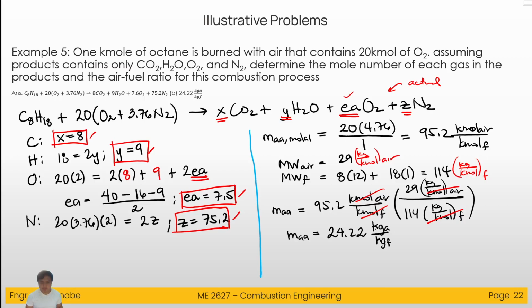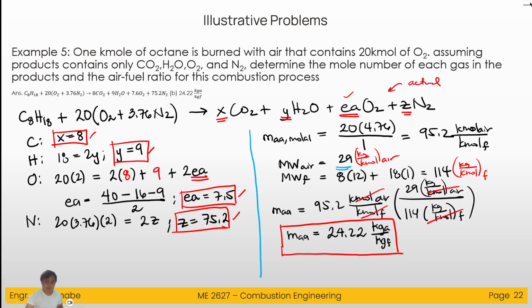But I just want to show you an alternative way of solving this. So actually, 29 is just an estimated molecular weight. The actual value is around 28.8 to around 28.9. So let me show you how to do this. So there will be a different answer here.